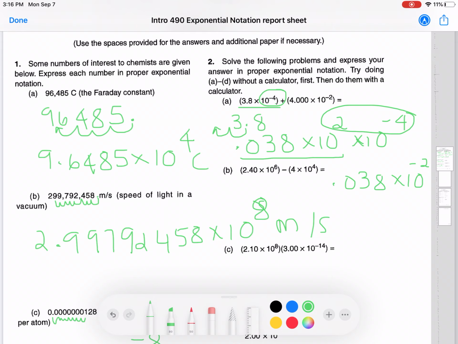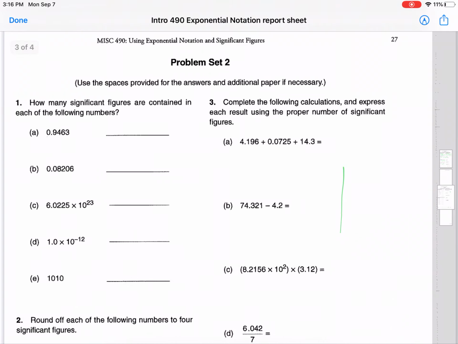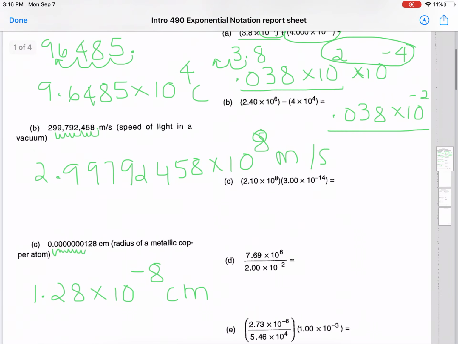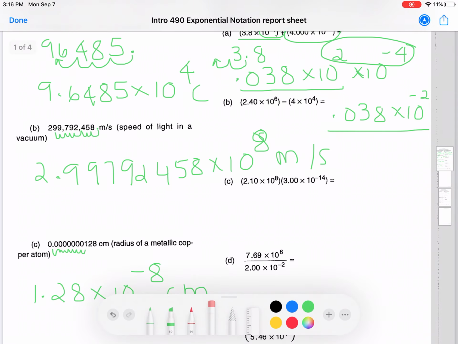So what I just did, 3.8 into 10 to the negative 4, I make it into 10 to the negative 2. Now the two numbers that we are going to add, here also I have 10 to the negative 2. Now since both of these have the same exponents, we can add them together.